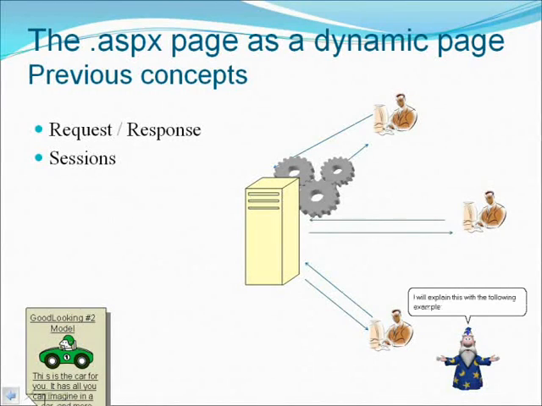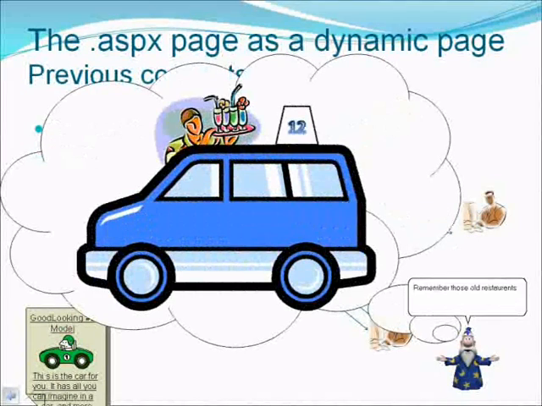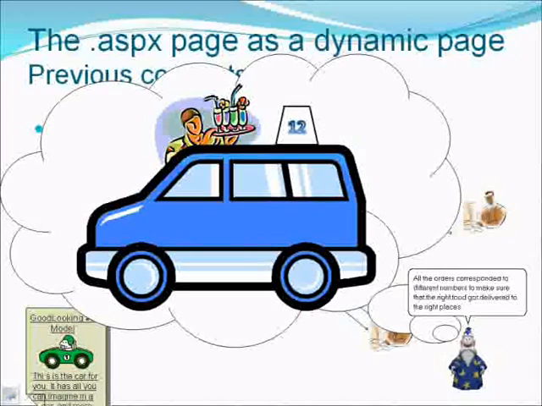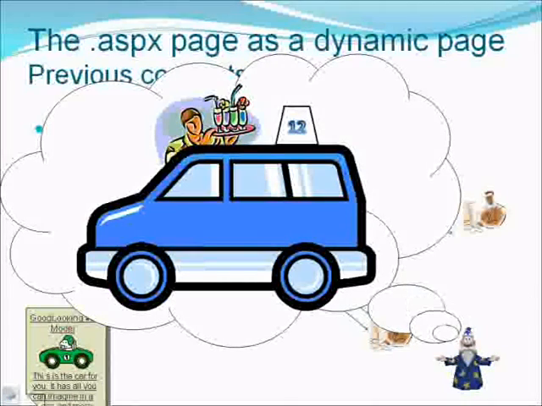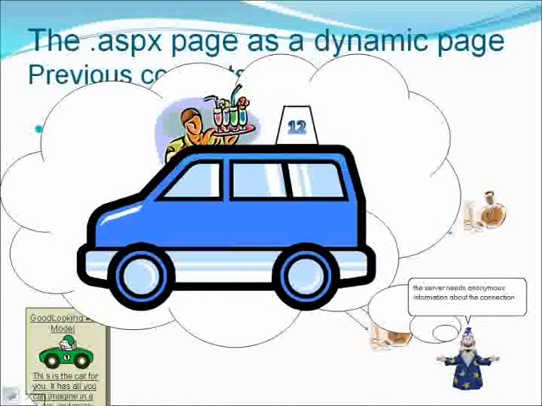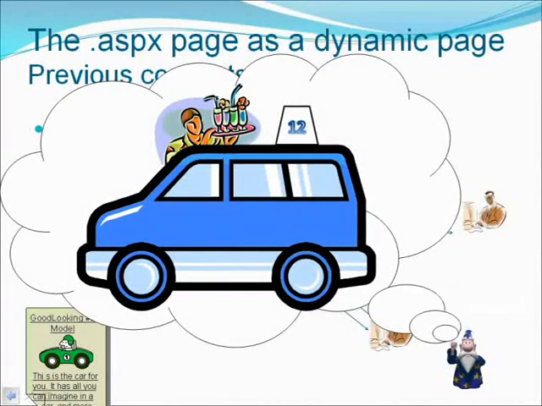I will explain this with the following example. Remember those old restaurants where you go with your car, place an order, and they put a big number on your table so they knew where to deliver the food? All the orders corresponded to different numbers to make sure that the right food got delivered to the right places. The same concept applies here. The server needs anonymous information about the connection with you in order to make sure you get the right response. Note that this information is created when you establish a session with a web server, and the information is checked while the session is active.